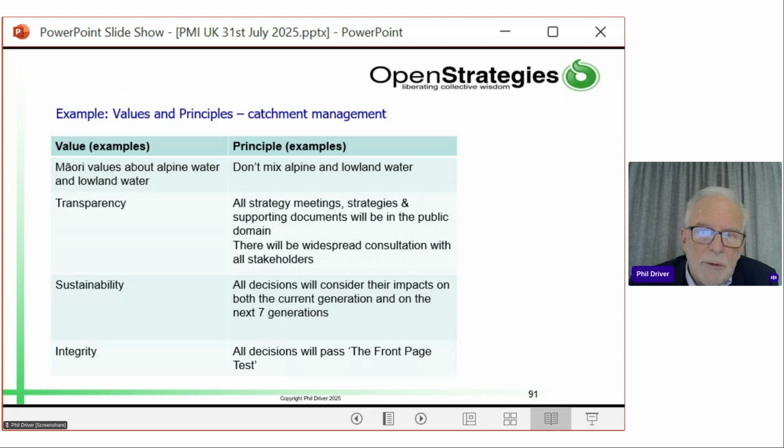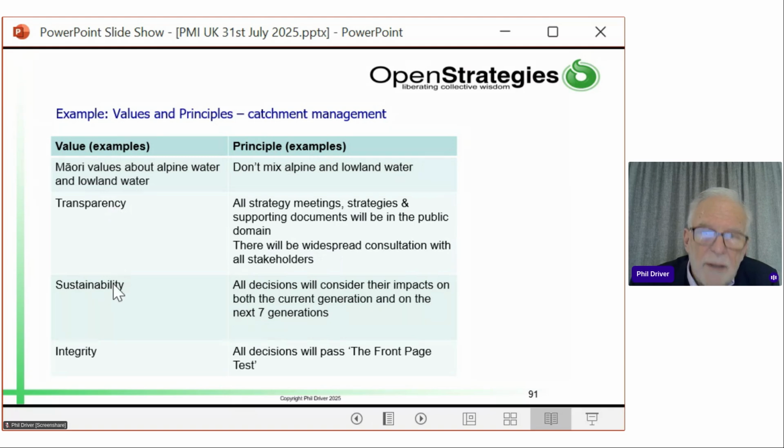And here's some examples. So you might have a value on the left, Maori values about alpine water. That's just a value. The principle, in other words, the behavior that would represent that is don't mix alpine and lowland water. Similarly, you might have a value like transparency, which is a good thing. That's not very helpful unless you've got some principles to go with it. So one principle might be all strategy meetings and supporting documents will be in the public domain. There'll be widespread consultation with stakeholders. So those are the big behaviors or the principles that implement the values.